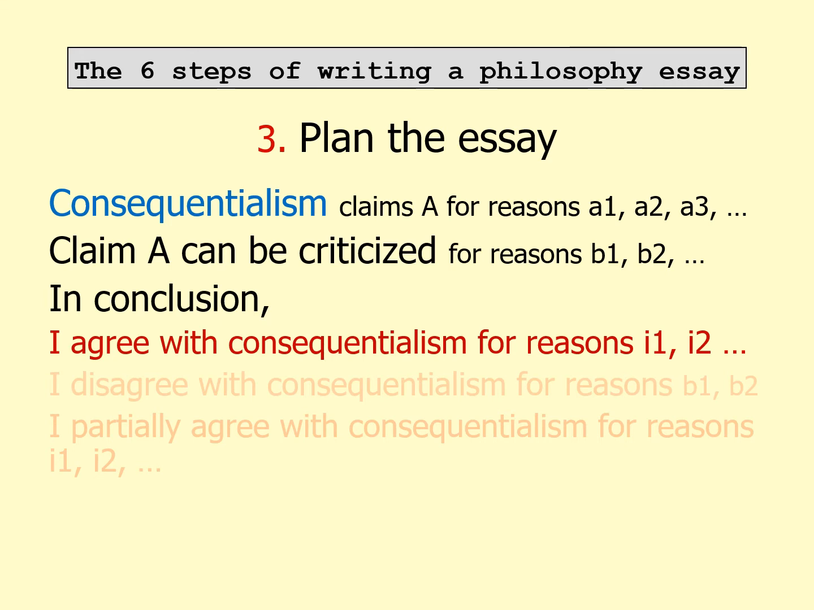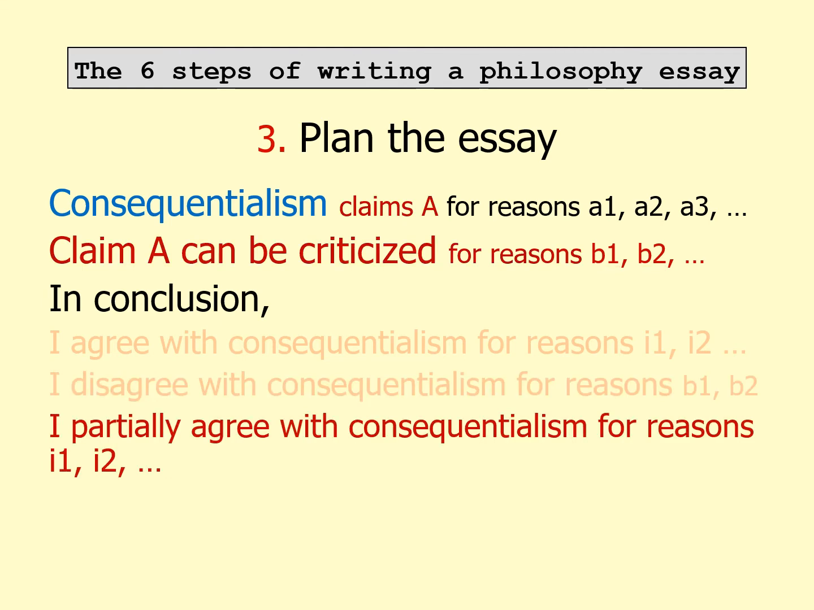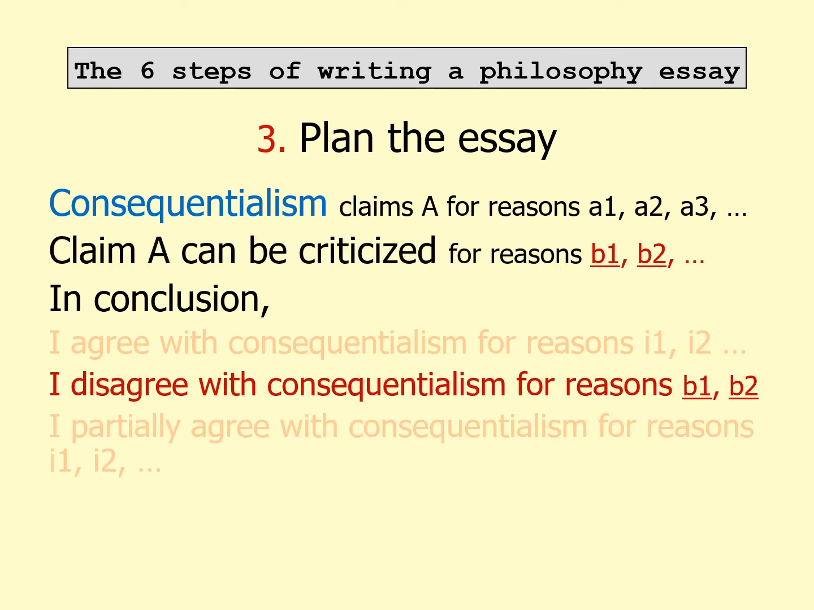Then you conclude by providing your reasons for agreeing, for disagreeing, which you already have, or for a middle ground. As you just saw, if there is a single philosophical position you are tasked to examine, and you disagree with it, your reasons for disagreeing in your conclusion are the same as your reasons for criticizing that position. In this case, you do not need any new reasons.